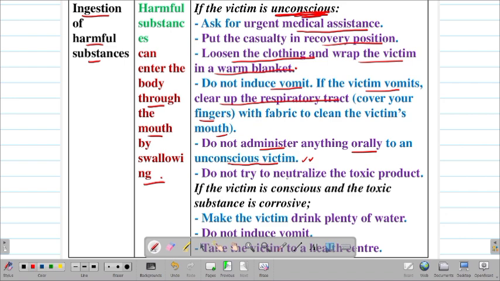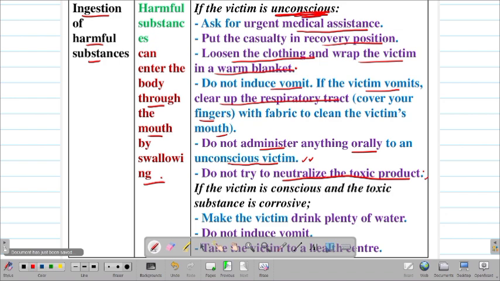Then do not try to neutralize the toxic products in case the patient inhales some toxins. The reason for that is that mixing the wrong chemicals can lead to violent reactions, producing toxic gases, intense heat, or explosions, causing secondary injury within the body of the patient.